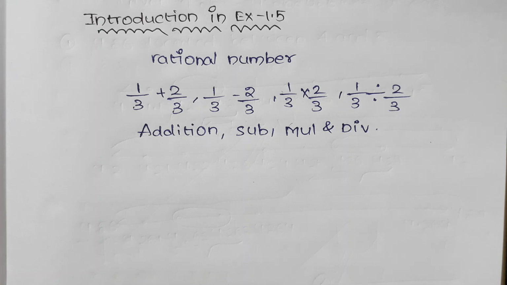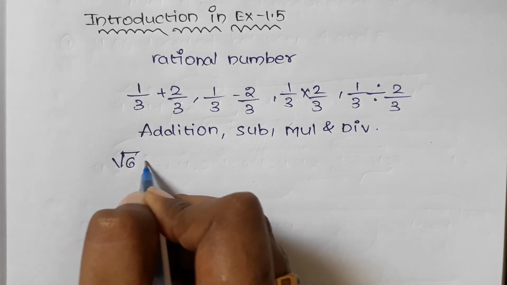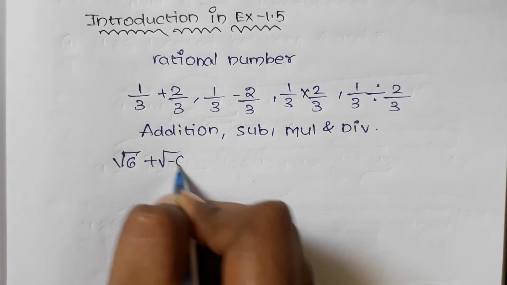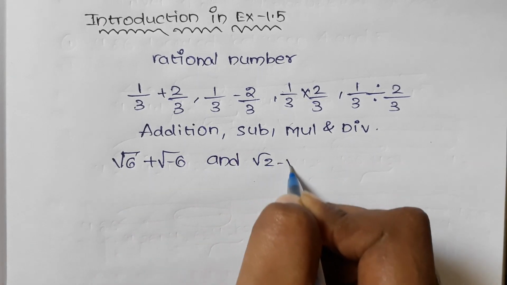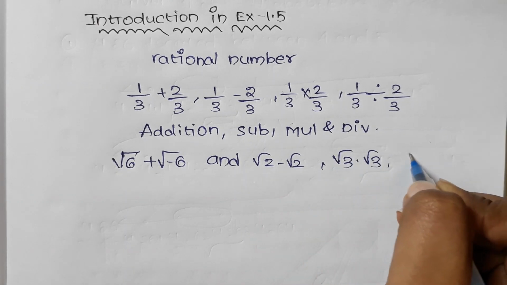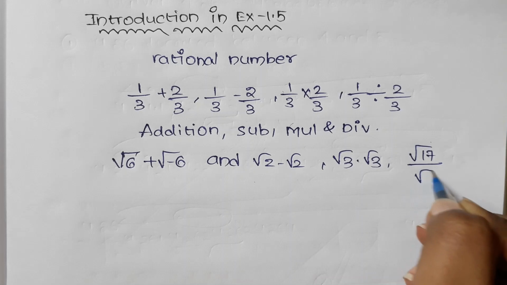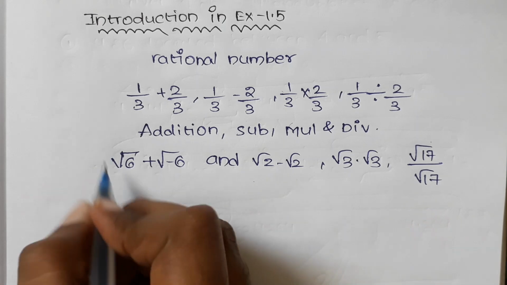Now let us see some examples for addition, subtraction, multiplication and division of two irrational numbers, that is, root 6 minus root 6, root 2 minus root 2, root 3 into root 3, root 17 divided by root 17. If we do all these operations, the result will be a rational number.